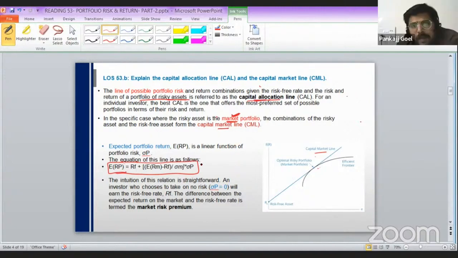Okay. So how can we calculate the expected portfolio return? This equation you have to learn. This is the risk-free return, RM minus RF, this is the market risk premium. And then I have to divide it by the market standard deviation and multiply it by the portfolio standard deviation.